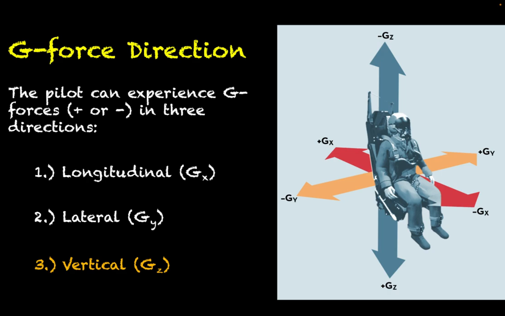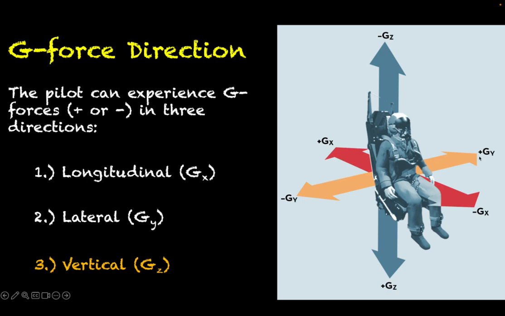Okay, so like I said, those applied acceleration forces can be applied in any three-dimensional direction, any 360-degree direction you can imagine. So the pilot can experience g-forces either positive or negative in one of 3 directions. You have longitudinal forces, or g sub x, lateral forces, g sub y, and then vertical forces, g sub z. So if you look at the diagram here, G sub x forces are going to be forward and backward. So these are going to be the kind of forces that you experience when you rapidly hit the thrust or hit the brake. Okay, so you'll either jerk forward or jerk back in your seat.